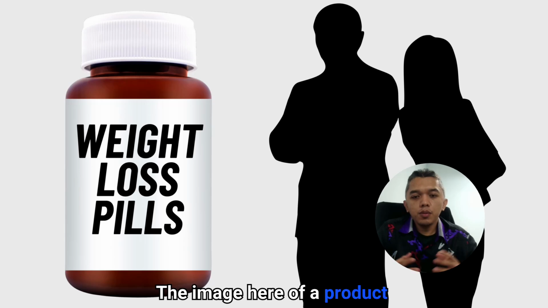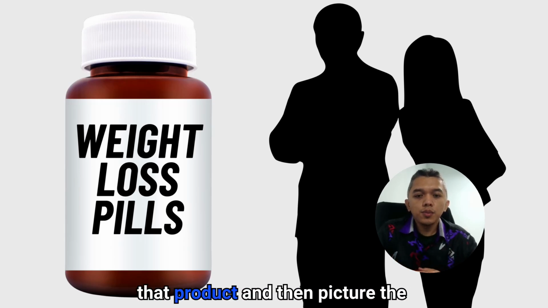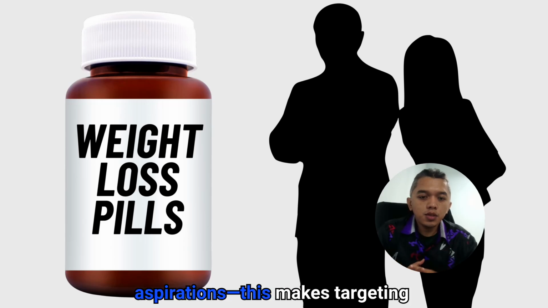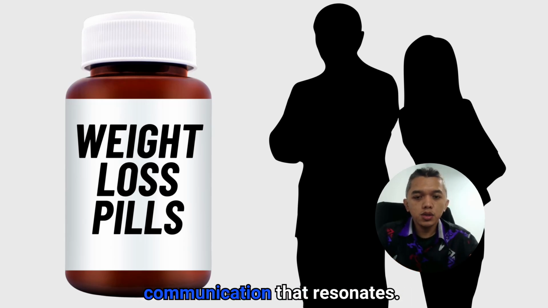The image here of a product bottle and silhouettes shows how a visual example helps. Imagine that product and then picture the specific people who would use it, their concerns and aspirations. This makes targeting more concrete and helps shape communication that resonates.